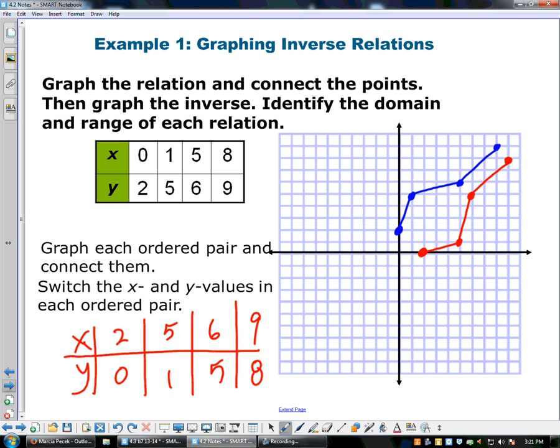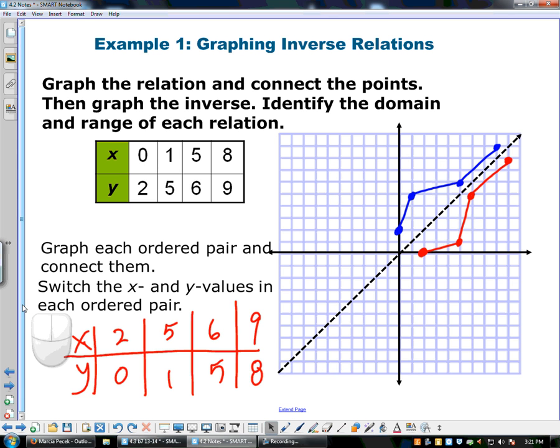Now, back to the definition of what an inverse relation or function is, it actually reflects over the line y equals x. So we're going to draw in there that dotted line. That's the reflection, the symmetry. If you were to fold your graph on that dotted line, the blue and the red, those two relations I should say, would match up with each other.